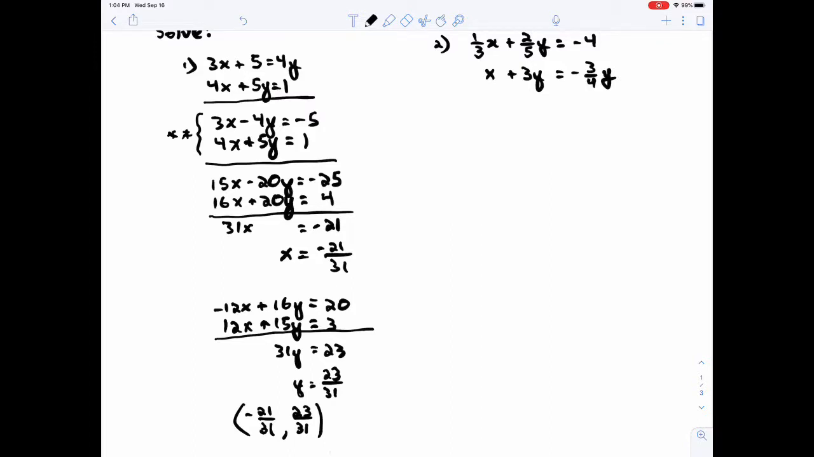All right, let's take a look at the second one. Again, what don't I like about this second one? I hope it's obvious to you. I don't like fractions. So I'm going to multiply.